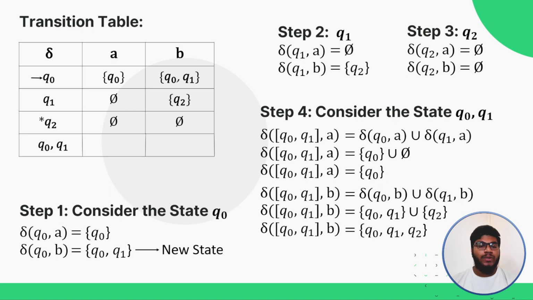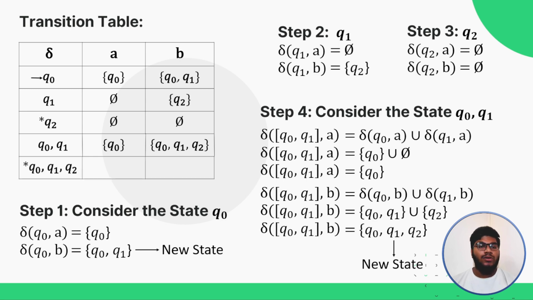Since this state is not present in the transition table, we're going to consider this as the new state, and we're going to add it to the transition table also. Before that, we fill in the values for Q0,Q1 from step 4. Q0,Q1 on accepting A will be Q0, and Q0,Q1 on accepting B is Q0,Q1,Q2. And we have the new state Q0,Q1,Q2, which we take into the transition table. So this completes step 4.